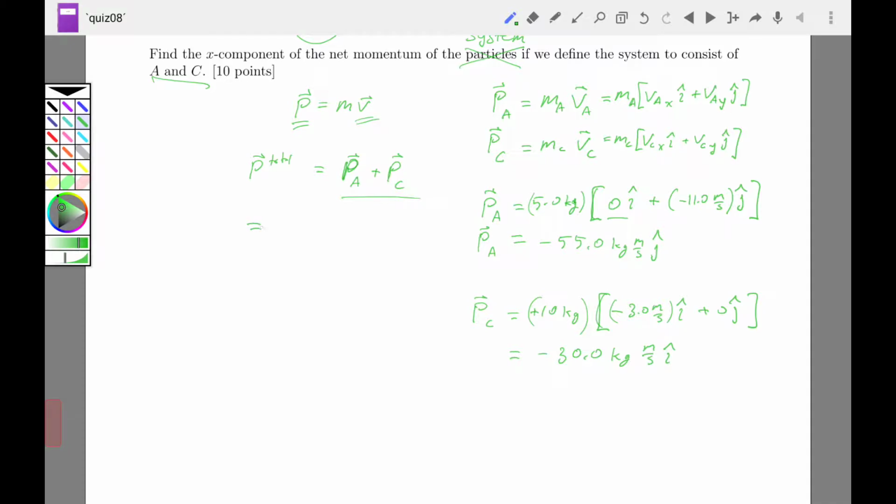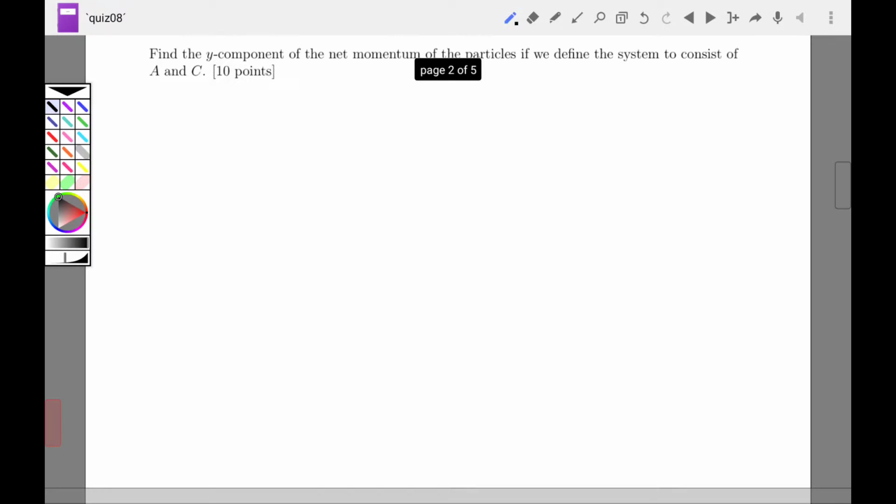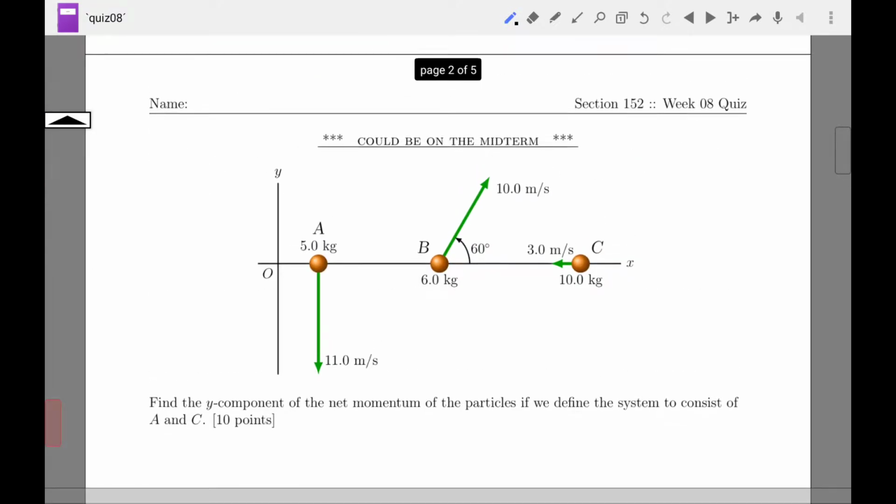So the total momentum will be negative 30 kilograms meters per second I-hat plus negative 55.0 kilograms meters per second j-hat. But the question's only asking me for the x component. So P total x is just that part, negative 30 kilograms meters per second. So now I'll go ahead and do what was given to section 152.